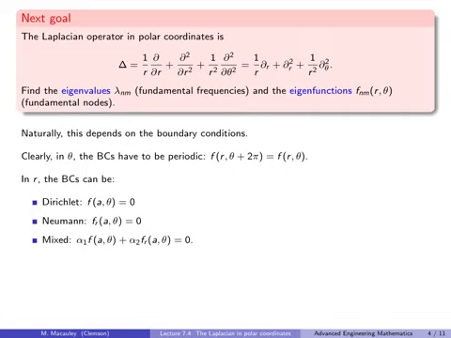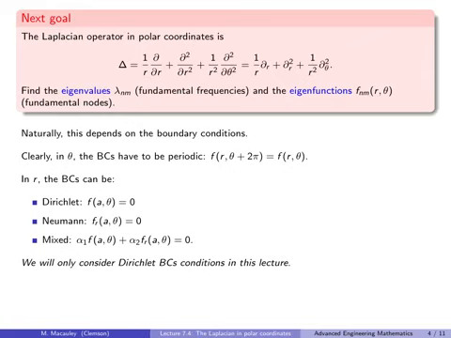Or we could get mixed boundary conditions, so some linear combination of these first two. And by making these equal to 0, of course they don't have to be 0, this is what they are if the boundary conditions are homogeneous. We will only consider Dirichlet boundary conditions in this lecture. In the next example, we will actually solve the Helmholtz equation in polar coordinates with Dirichlet conditions.